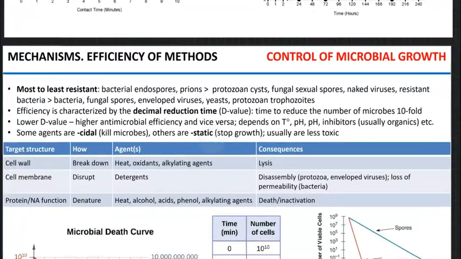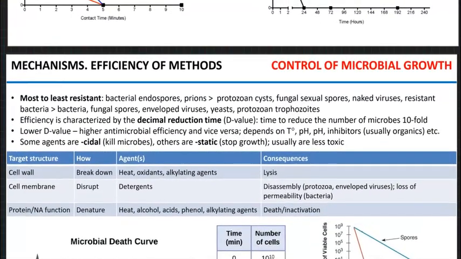So let's talk about how we control microorganisms, and we will start with general aspects. So you can see this list here in terms of sensitivity to control methods. In this specific sequence, we go from most resistant to least resistant. In other words, endospores are very hard to kill, and enveloped viruses are not.